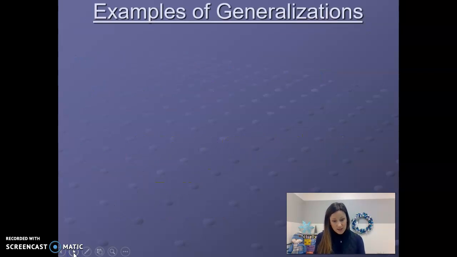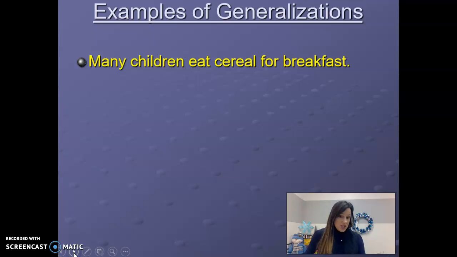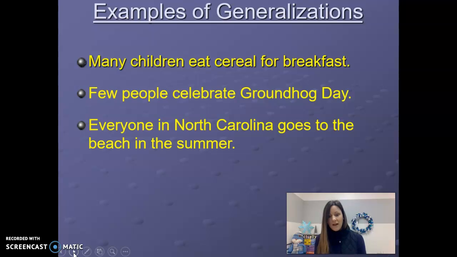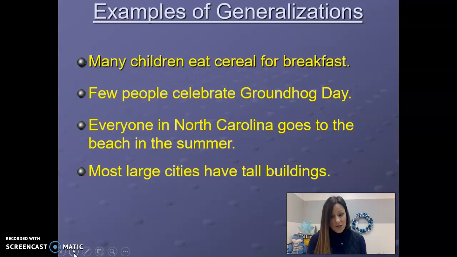So examples of generalizations. Many children eat cereal for breakfast. That's a generalization, okay? So many children do eat cereal for breakfast, but some don't, right? Okay. Few people celebrate Groundhog Day. I know this to be true. Not many people actually celebrate this holiday. Everyone in North Carolina goes to the beach in the summer. Generalization here is saying that everyone goes to North Carolina for the beach in the summer, okay? Most large cities have tall buildings, okay? We know that to be true. Is it always true? No, all right?